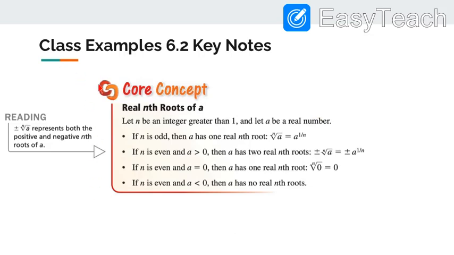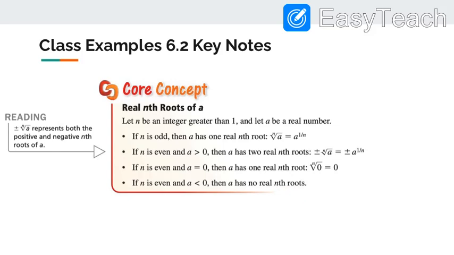This here also shows some other key ideas. If our root is odd, then things will often only have a real root. If our root is even, then the a value is going to determine a few things. So if we have an even root, and the a value is positive, so it's greater than 0, then it's going to have 2 real roots. If the root is even, but the a value is 0, then it's only going to have 1 root of 0. If the even root happens, but then there is a negative value, there's going to be no real roots.